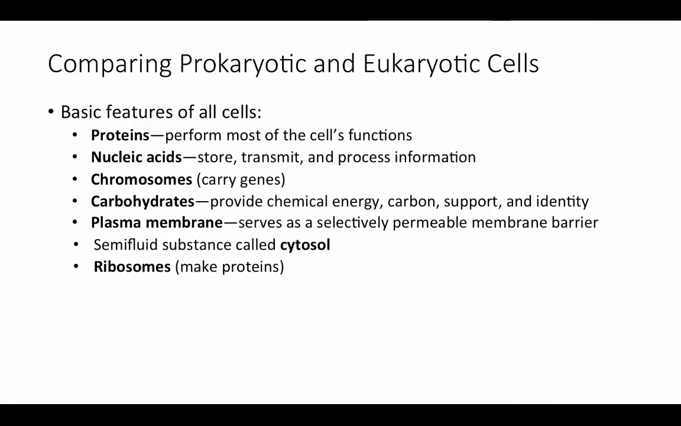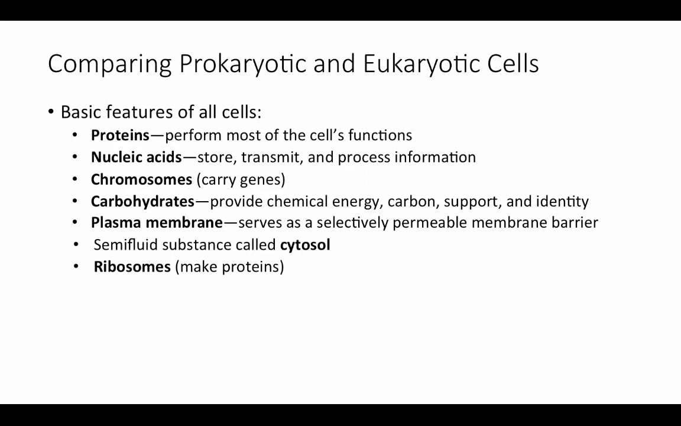First of all, we said that there are basic features of all cells. This is why we can have high confidence that all of these cells are related by common descent. They all contain proteins that perform most of the cell's functions. That's uniform throughout all of life. They use nucleic acids to store, transmit, and process information. And these nucleic acids are packaged into chromosomes, which carry the genes. They use carbohydrates as a chemical energy source and a source for carbon, structural support, and identity.